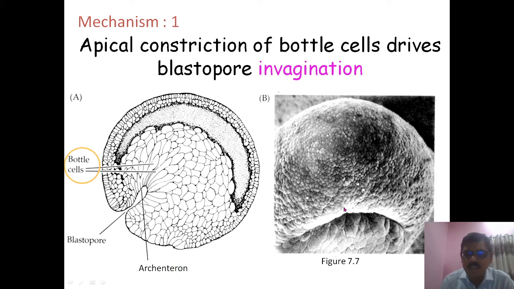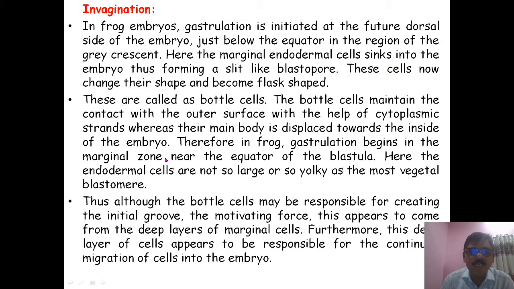This is the structure of the electron micrograph picture of the blastopore during the invagination, the inward movement of the cell. These cells change their shape, they become elongated and have a neck, so they look like a bottle, and therefore these cells are called bottle cells. These bottle cells maintain contact with the outer surface with cytoplasmic strands, while their main body is displaced toward the inside of the embryo.